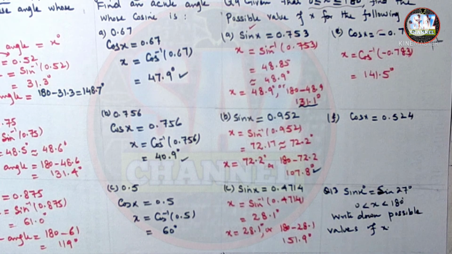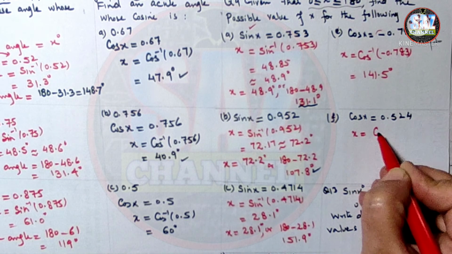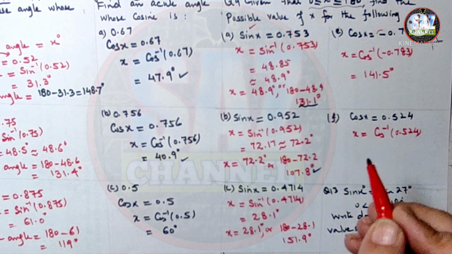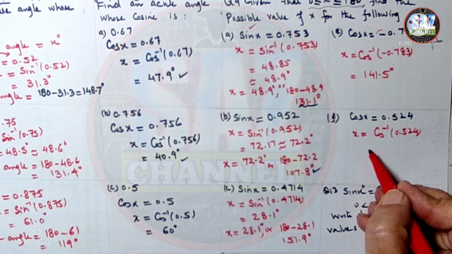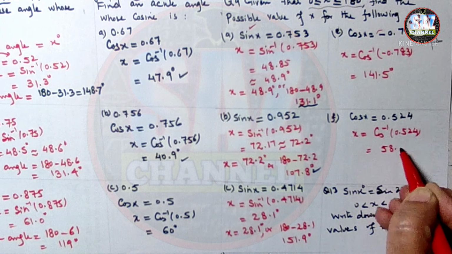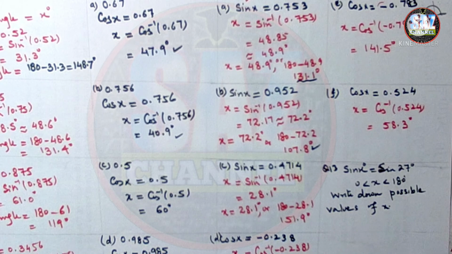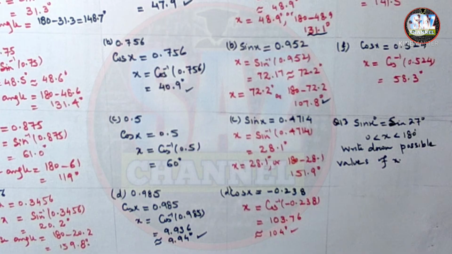And moving to the last part, that is cos of x equals 0.524. X equals cos inverse of 0.524, and the inverse cos of 0.524 is 58.3 degrees. As the trigonometric ratio cosine is positive, it will have only one value, which is in the first quadrant.